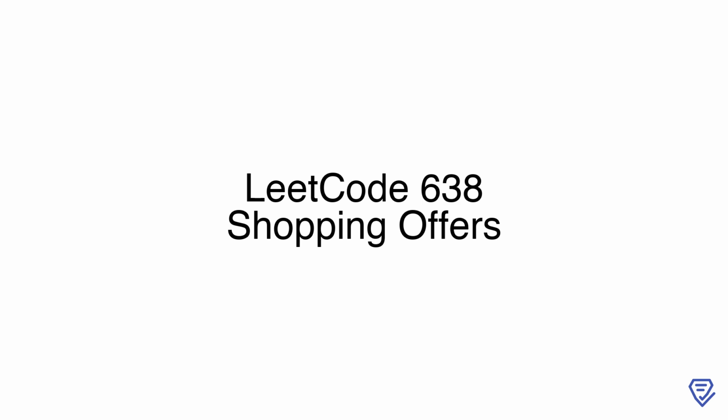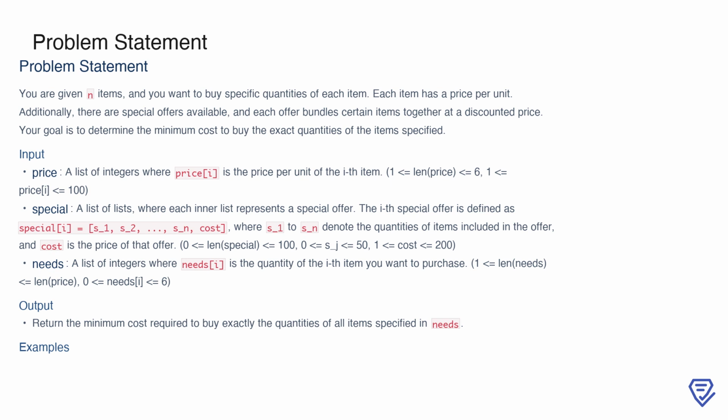Let's dive in. In this problem, you have a shopping task where you want to purchase specific quantities of items, and each item has a fixed price per unit. To help reduce costs, there are special offers available. These offers bundle certain quantities of items together at a discounted price. Your objective is to figure out the minimum cost required to buy the exact quantities of items you need.